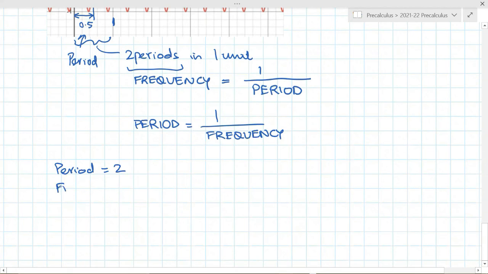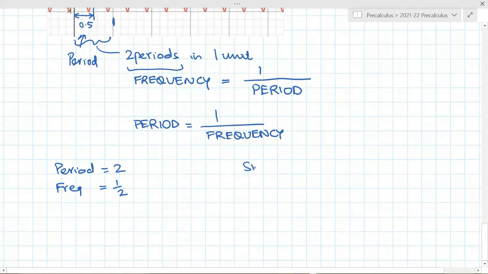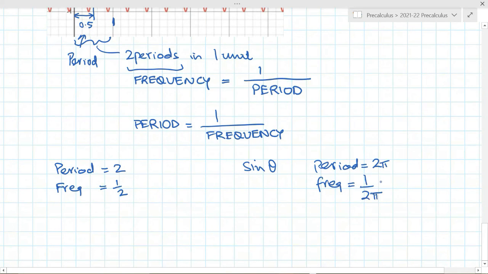What if period is 2? Then what is the frequency? Frequency can also be a fraction. It can be less than 1. That just means you only got half the period in one. For sine, just for sine theta, we know that period is 2 pi. What is the frequency? 1 over 2 pi. Don't be worried or confused. What does 1 over 2 pi mean? It just means 1 over 2 pi. Pi is about 3.14. But 1 over 2 pi is the exact value. It is less than 1, right? 1 divided by 6 point something.